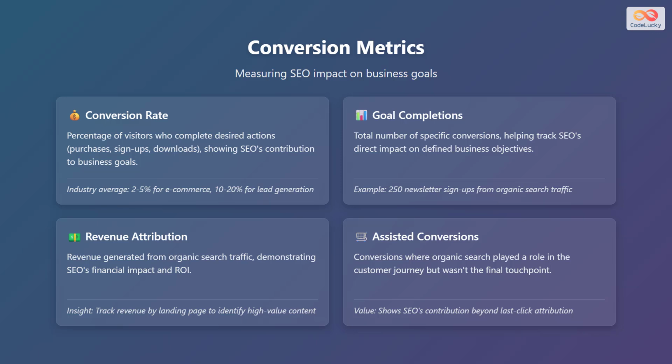Next, goal completions are the total number of specific conversions, helping track search engine optimization's direct impact on defined business objectives. For example, you might see 250 newsletter sign-ups from organic search traffic. Then there's revenue attribution, which is revenue generated from organic search traffic, demonstrating search engine optimization's financial impact and return on investment. An insight here is to track revenue by landing page to identify high-value content.